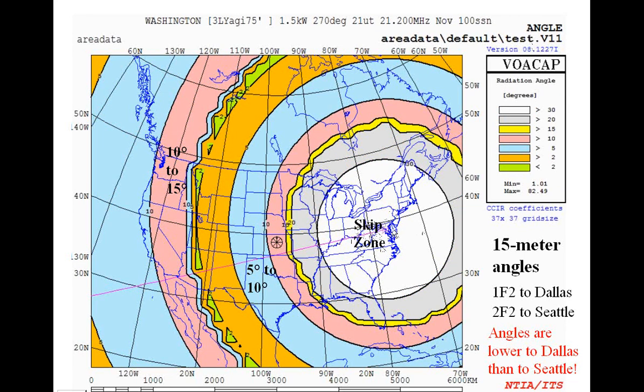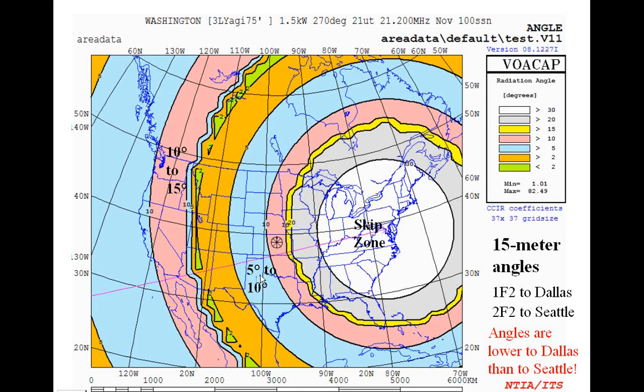Again, the skip zone around Washington, D.C. shows up nicely, and it says that the angles involved are greater than 30-degree takeoff angle. Let's look over at Dallas, in this light blue zone, where the takeoff angle is 5 degrees to 10 degrees. Now let's take a look at Seattle, Washington, where the takeoff angle is 10 degrees to 15 degrees. In other words, the takeoff angle to Seattle as compared to Dallas is actually higher.